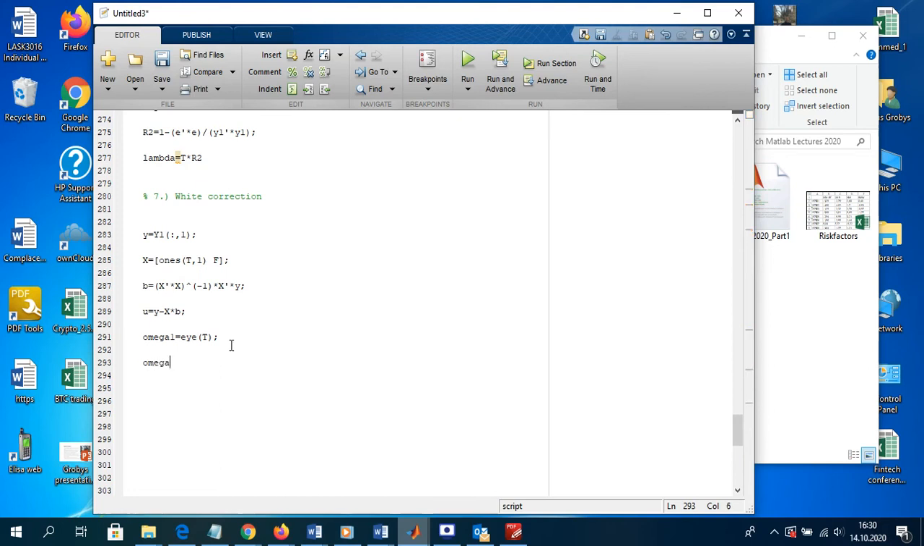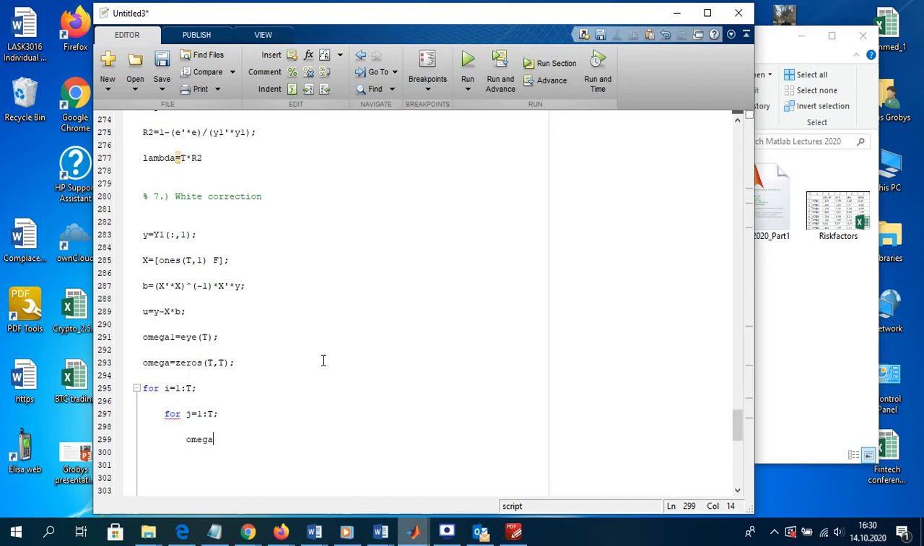So in our omega, we want to store basically the corresponding squared residual entries on the main diagonal for each point in time. So for our omega, we need to construct a zero matrix, zeros T by T. It's a T by T matrix, as we already said. Now we have two for loops. For i is 1 to capital T, and then for j is 1 to capital T.